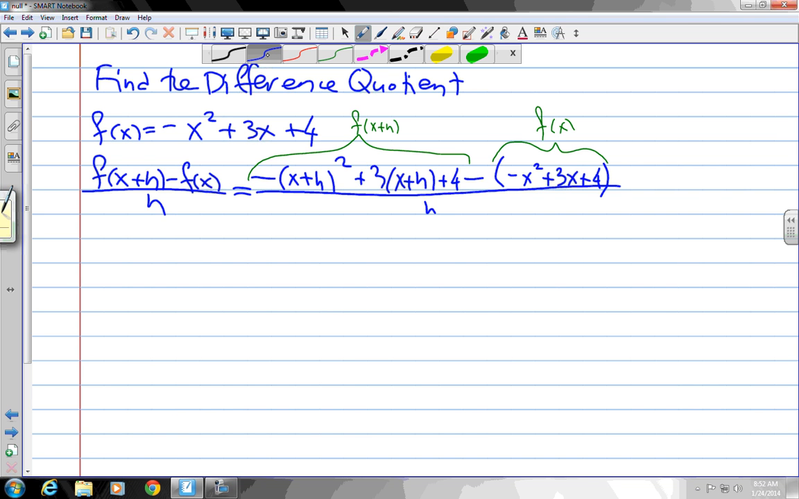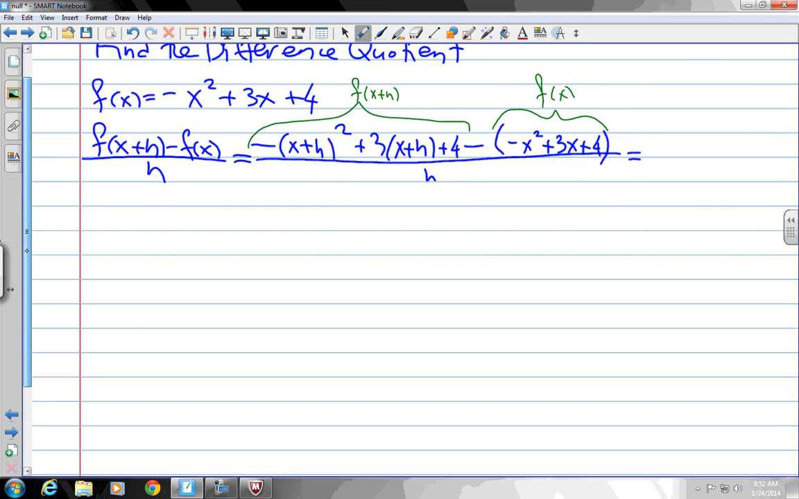Questions on how we set that up? Does that make sense? Where all that came from, given the function, given the formula. Okay, so the rest is algebra. Now remember, the goal is to kill that original h from the denominator. So now we need to open up all the parentheses and combine like terms.